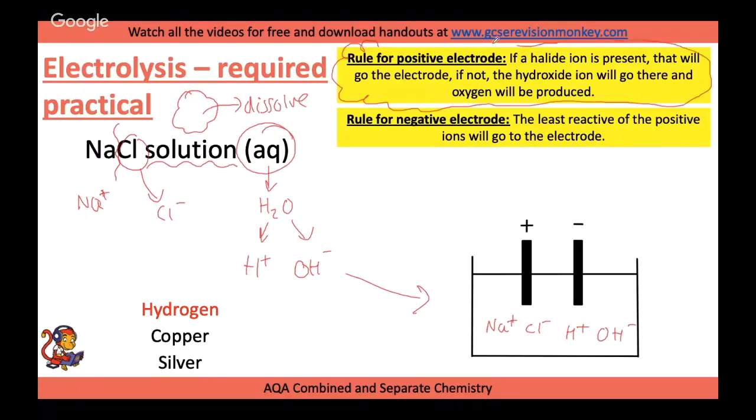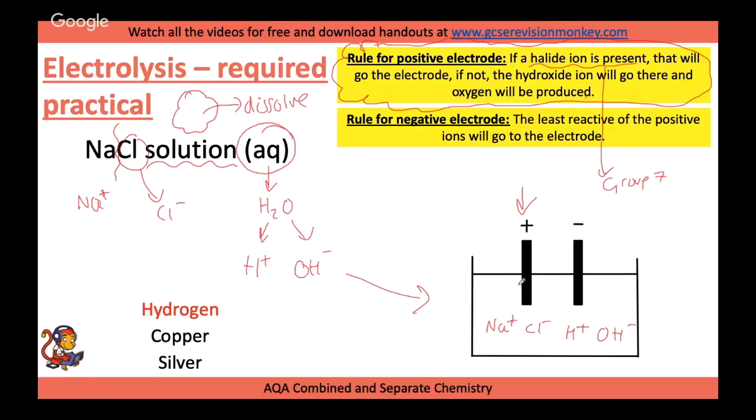Let's look at this rule first of all. This is the rule for the positive electrode. It says if a halide ion is present, and that is something from the halogens in group 7, then that will go to the electrode. If not, the hydroxide ion will go there and oxygen will be produced.